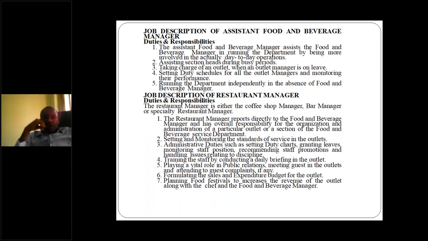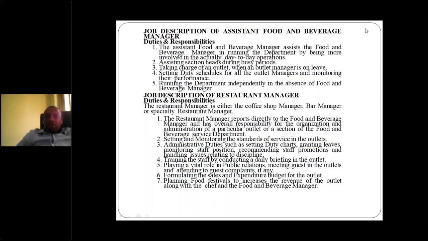He is also responsible for setting duty schedules of outlet managers. You need to do this, you need to do that. So he is responsible for drawing out the itinerary. Then he is also responsible for running the department independently in the absence of the food and beverage manager. That means when the food and beverage manager is not on the ground, the assistant food and beverage manager takes over.